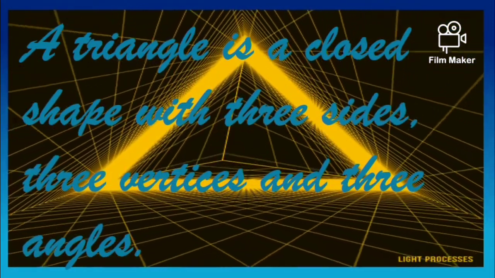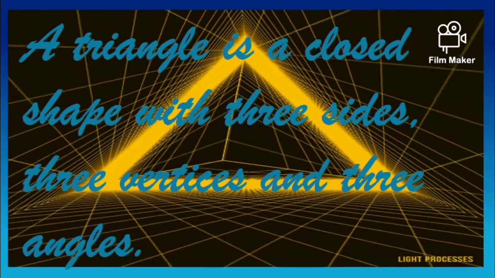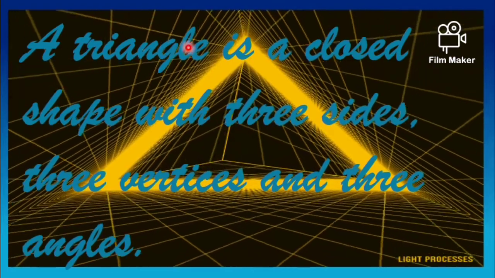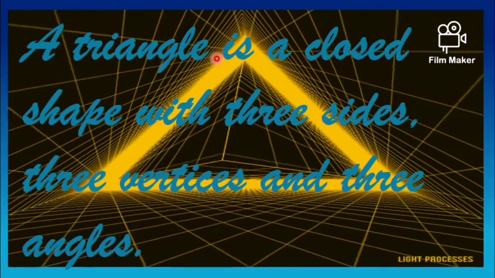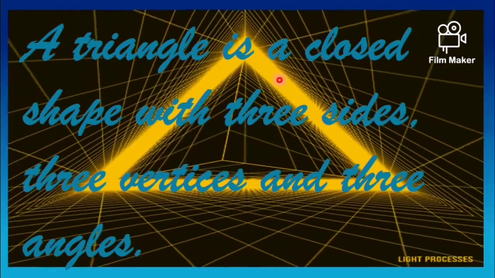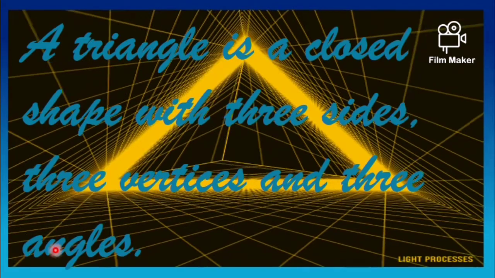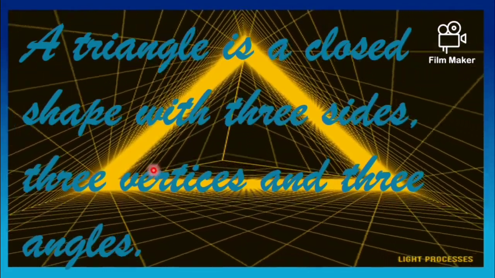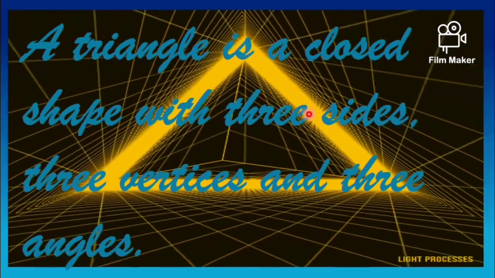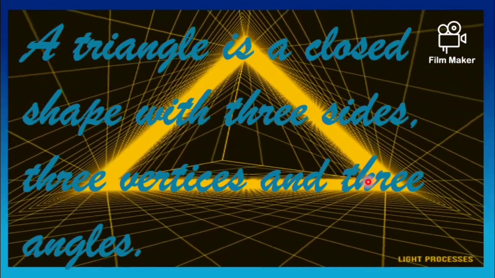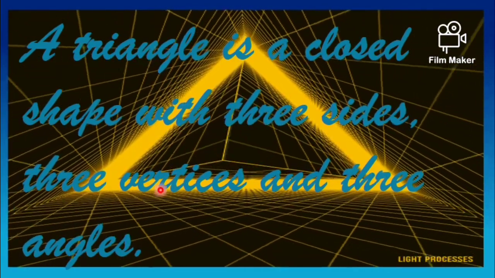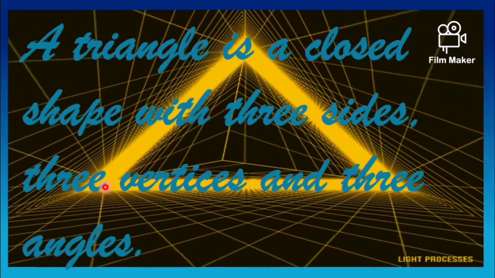Now let's discuss the definition of a triangle. What is a triangle? A triangle is a closed shape with three sides, three vertices. Vertices means three corners. A triangle has three corners and three angles. Means a shape which has three sides, three vertices and three angles is called a triangle.